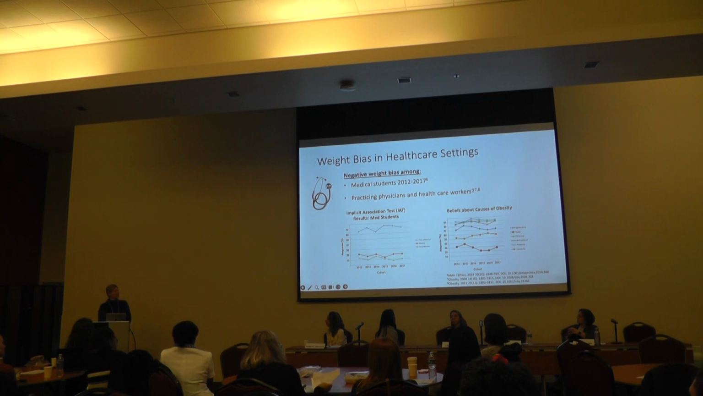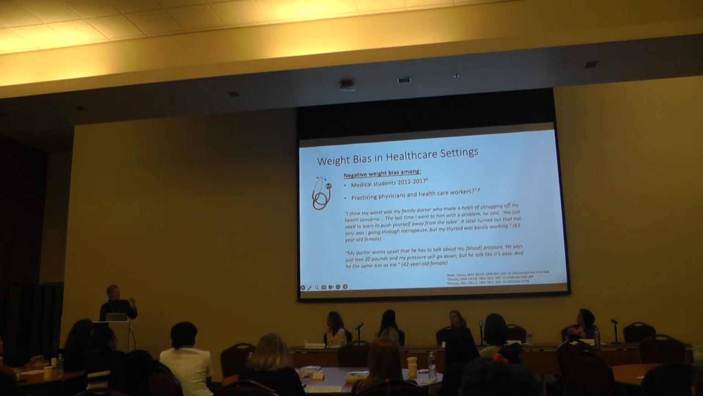So this group of scientists then decided that they should probably talk to the individuals themselves who are receiving care and see what their perspective was. And a few of the comments that were shared, for example, from this 63-year-old lady, one of the things she emphasized was that she felt that her doctor shrugged off a lot of her health concerns, but he told her at one point that he thought she just needed to learn to push herself away from the table, and that would solve a lot of her problems. It was later determined that this lady was perimenopausal and had a thyroid disorder, and her health significantly improved after those conditions were treated, but treatment was delayed.